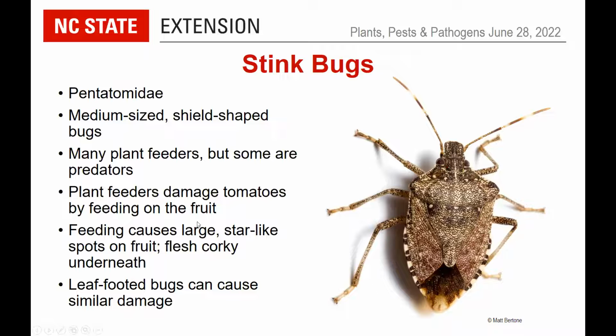This feeding causes large star-like spots on the fruit, and the flesh is corky underneath. So they suck the color out. There's corkiness to the flesh of the fruit, which makes it not very nice to eat. Leaf-footed bugs, which I'm not going to show, can cause similar damage to fruits.